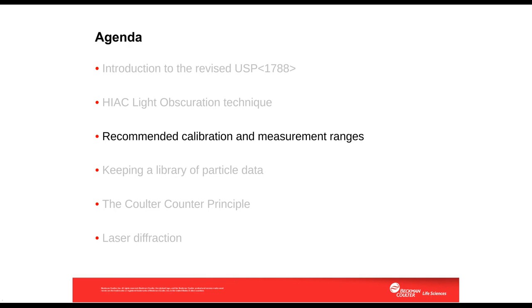As 1788 supports the chapters 787, 788, 789, it gives guidance on the recommended sizes of calibration beads used to calibrate the HIAC counter.